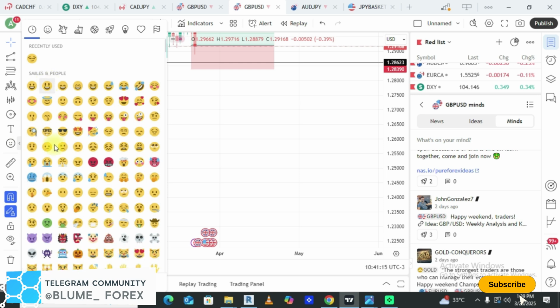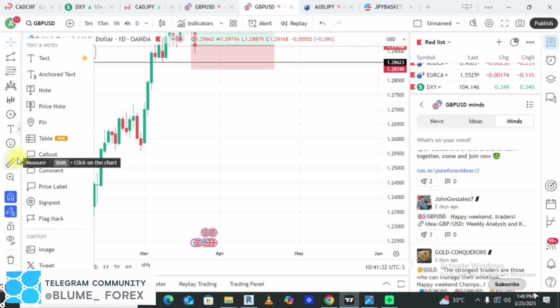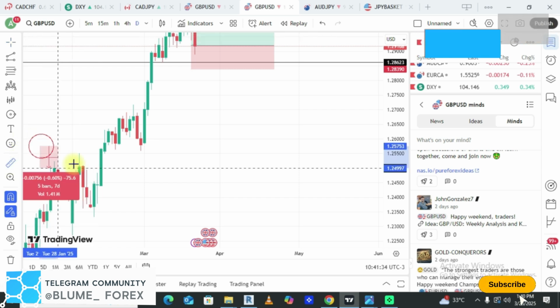You can also add emojis to the chart. I don't understand maybe the reason why you add an emoji to your trading chart, but if you think it is going to help you, you can also add that to your chart. And then, this is the only thing I use out of this tab. But if you feel other tools are going to help you, you can definitely play around with them.